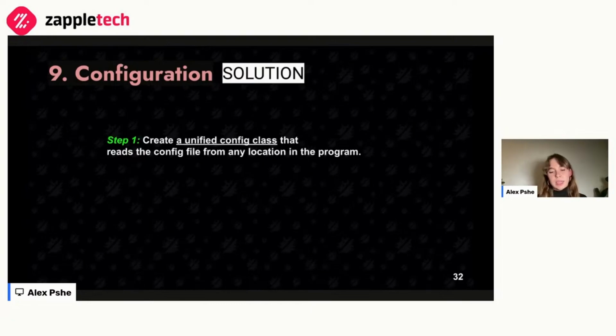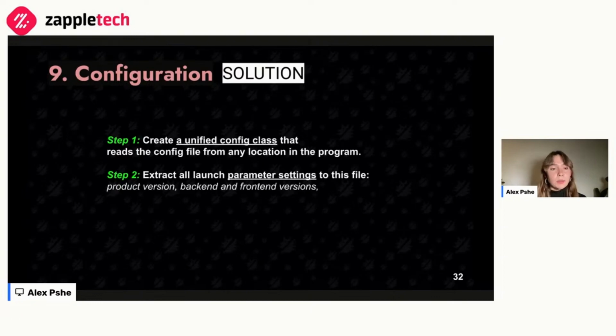So we can say in any location in our project, please use this property from the config file. And after that, you can extract all launch parameters settings to this file. It can be, for example, the product version, backend or front-end version. It can be the browser, mobile version or tablet version, screen resolution, and so on.